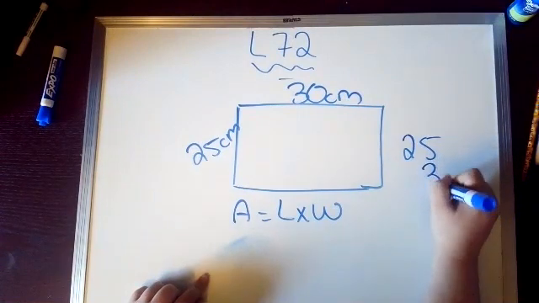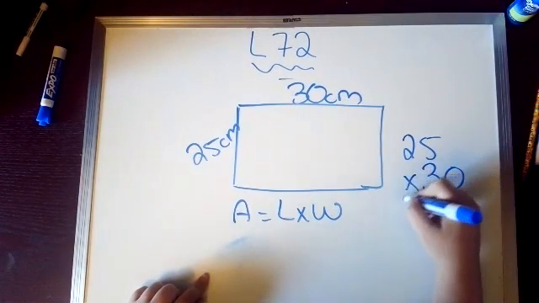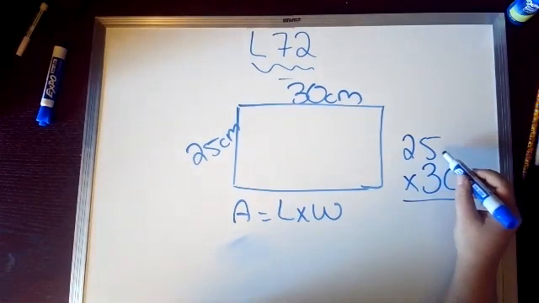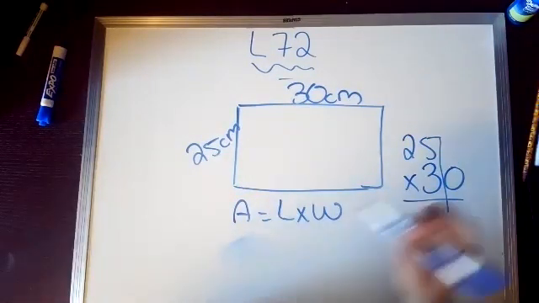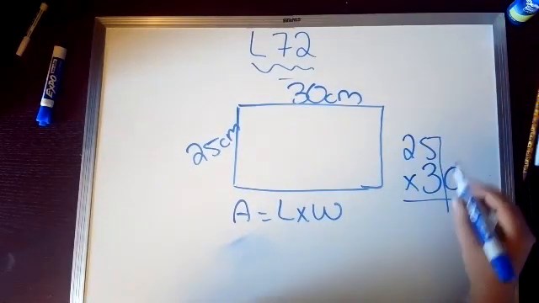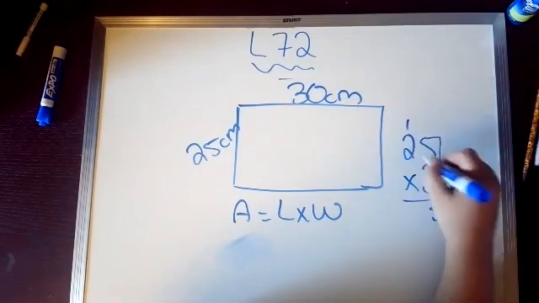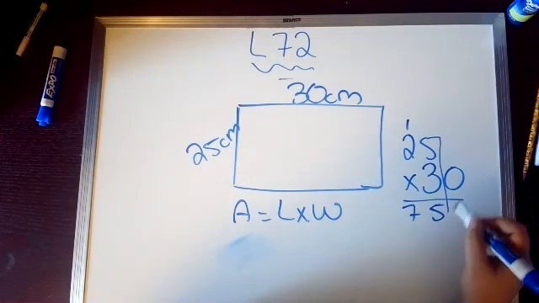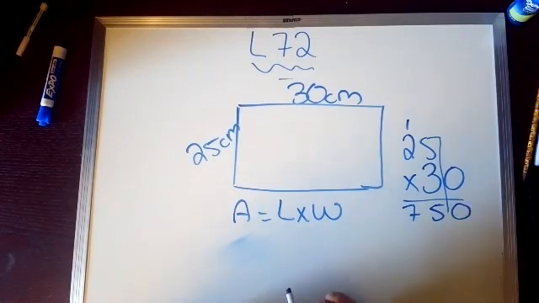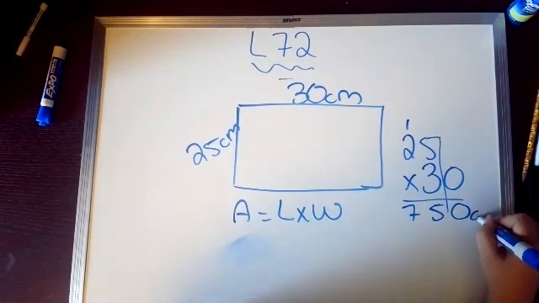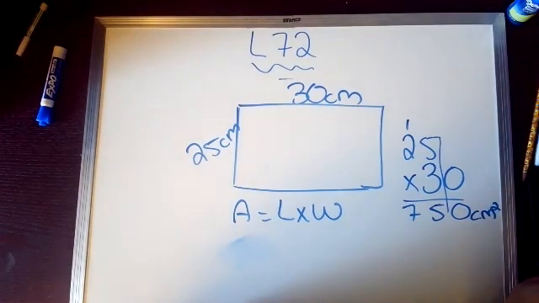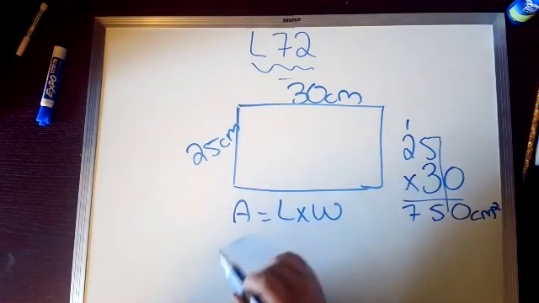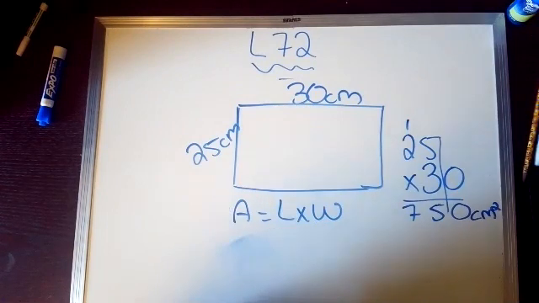And I'm going to use the offset method that we've used in class, which means I get to ignore the 0 for a moment, and I'm just going to continue with 3. So 3 times 5 is 15, carry the 1. 3 times 2 is 6, plus 1 is 7, and then I'm going to add that 0 in at the end, which gives me 750 centimeters squared, because I have just, if you will, counted the squares inside the box.